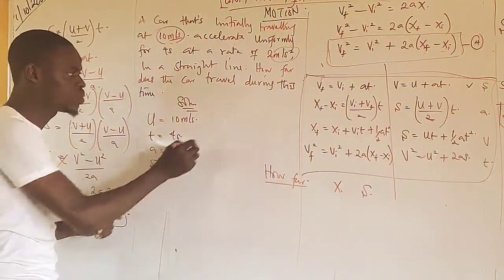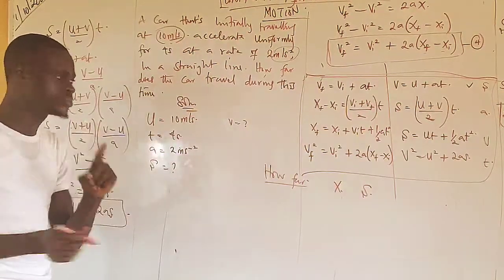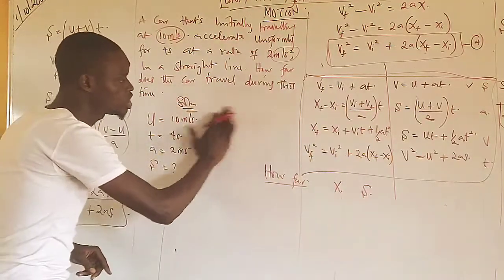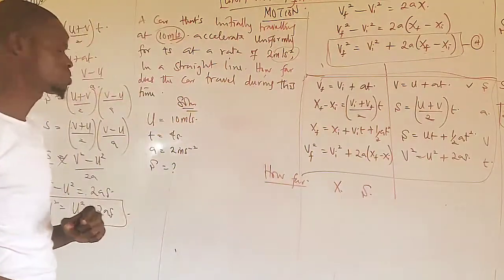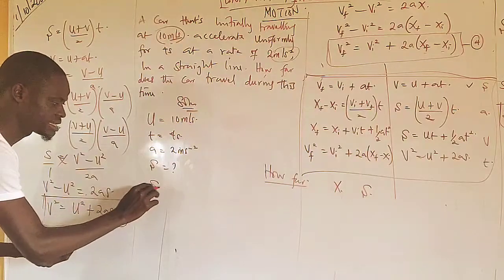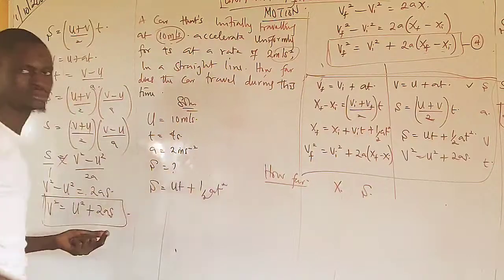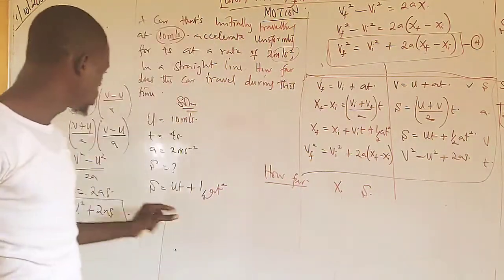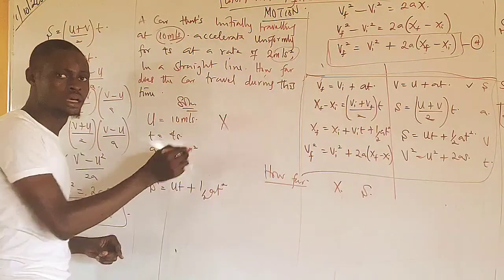One thing is missing here. What is missing? Final velocity. It simply means the equation I'm going to be applying must not have anything like V. So which equation does not have anything like V? The only equation that we can apply here is S equals UT plus half AT squared. Why? Because it does not have anything like V. Are you getting what I'm saying? Because we have to find this S, which is the displacement, or x altogether.